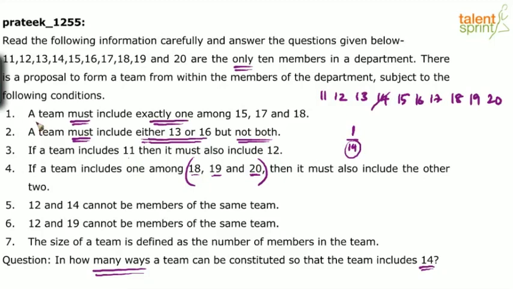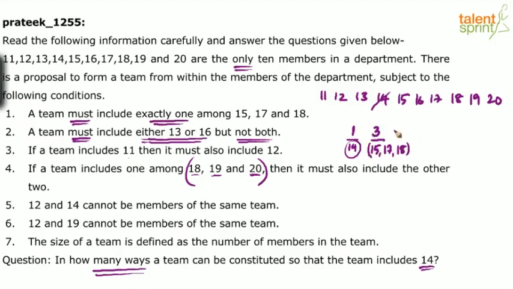First condition: a team must include exactly one among 15, 17 and 18. So out of 15, 17 and 18, exactly one should come in the team. That means I can take exactly one among them. Either 15 can come or 17 can come or 18 can come. Which means I can fill the second position in 3 ways, either 15 or 17 or 18.